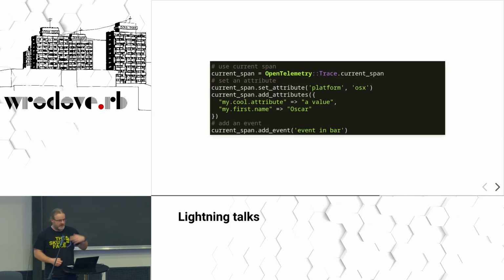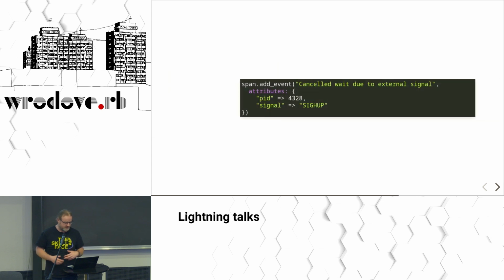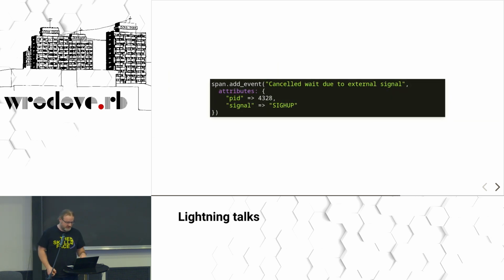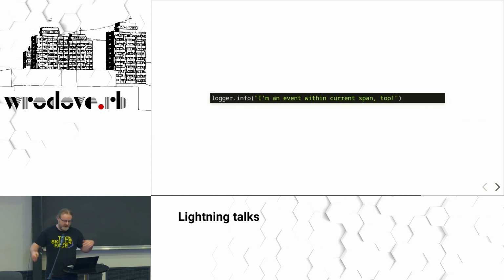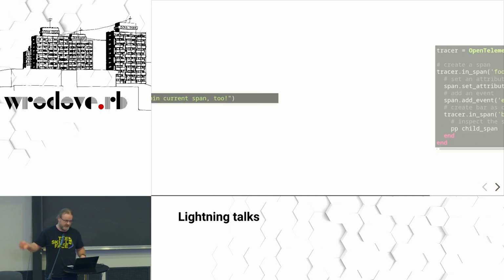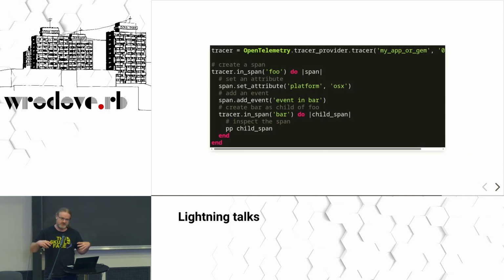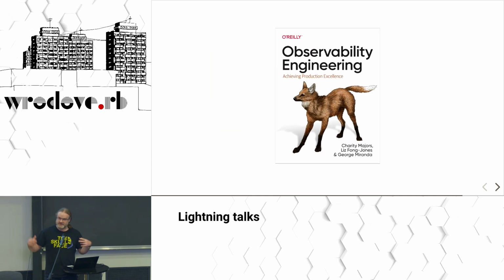There's OpenTelemetry Ruby. We can very easily get the current span and add any arbitrary attributes we want to it. We can even send an event with a human readable title, so almost like a structured log. We can basically add an event to the current span. A logger info, if you have OpenTelemetry logging integrated, is also an event which belongs to a span, and you can see it all together. We can create our own traces. There's a pretty awesome book about it. I suggest you all read it.